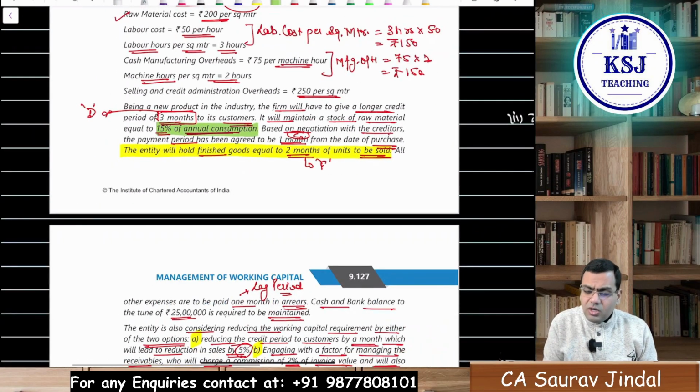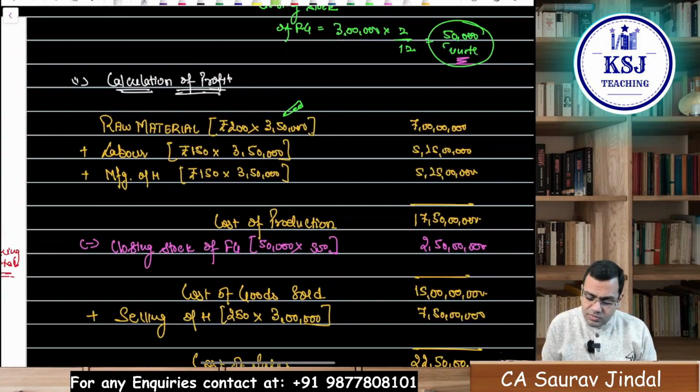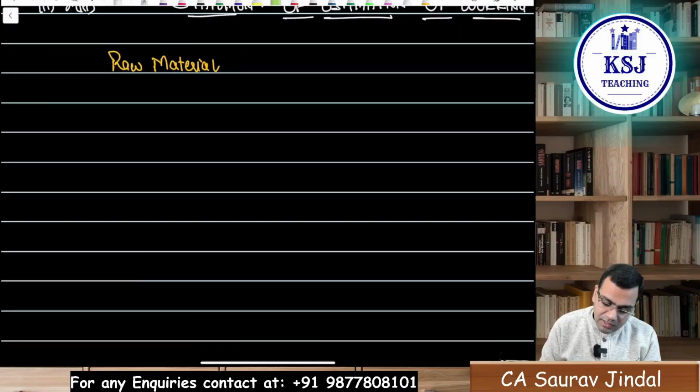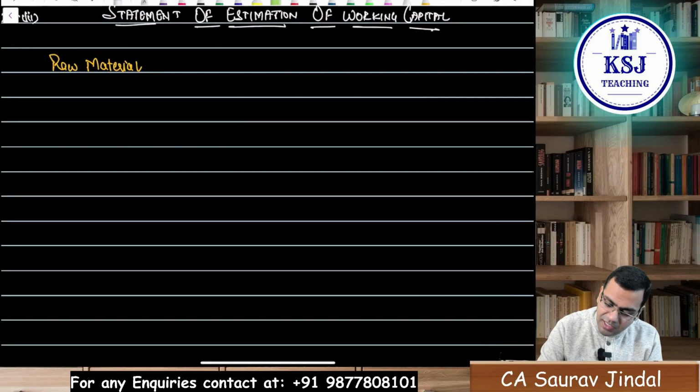So how do you know how much of the raw material is getting consumed? Sir, that we know from the cost sheet, that 7 crores of the raw material is going to be consumed. So how much of the closing stock you will keep? That will be 15% of this annual consumption. So raw material here will be 15% of 7 crores. Right? That comes to 1 crore 5 lakhs.